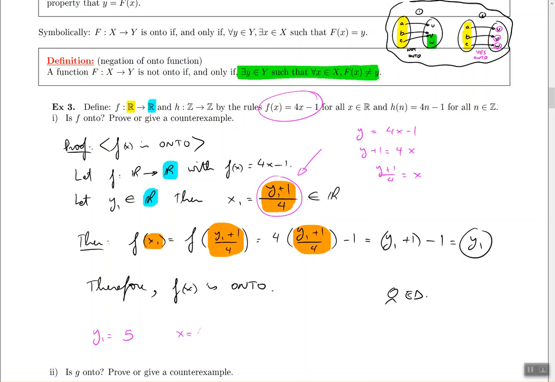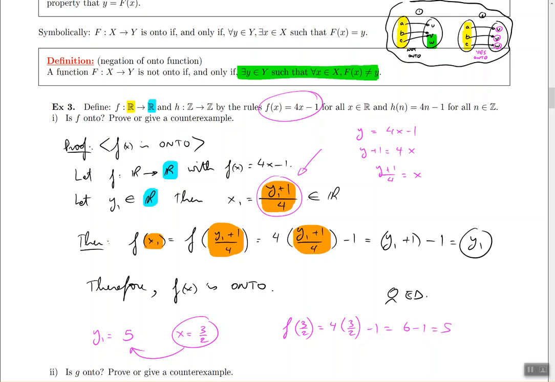Is it really possible for 3 over 2 to map to 5? Well, let's investigate. Let's plug in 3 over 2 into the function. We get 4 times 3 over 2 minus 1, which is 12 over 2, which is 6, minus 1, which is 5 at the end. So when you plug in 3 over 2 into the function, you get 5 at the end, which is the number you wanted. So that means the function is onto.